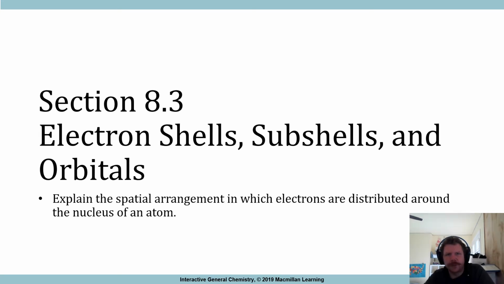All right, section 8.3, electron shells, subshells, and orbitals. Think about this as we're trying to figure out an idea. We're using quantum mechanics to figure out where approximately each electron is within an atom. We're going to explain the spatial arrangement in which electrons are distributed around the nucleus.